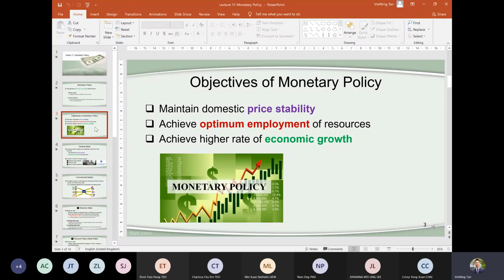Another macroeconomics issue is... Can you recall any other major macroeconomics issue that has to be addressed by government? Anybody? Besides unemployment and inflation, what else? Business cycle. Yeah, quite near already. Business cycle.